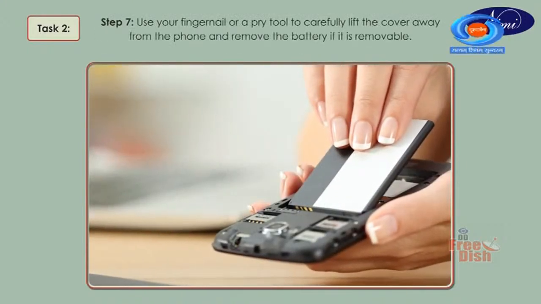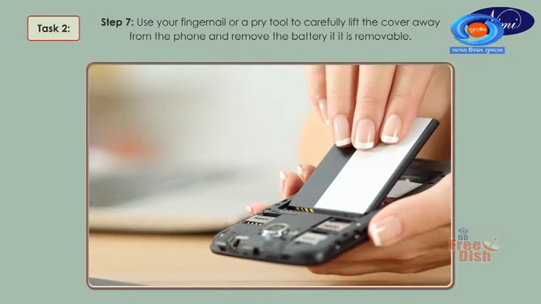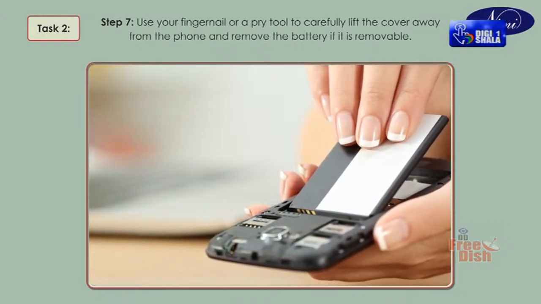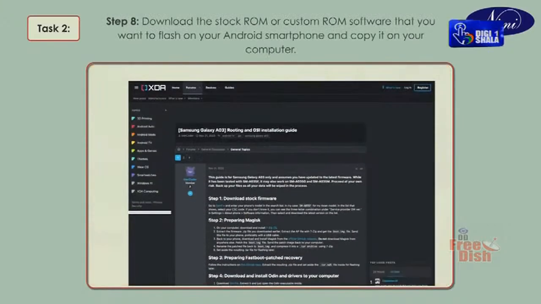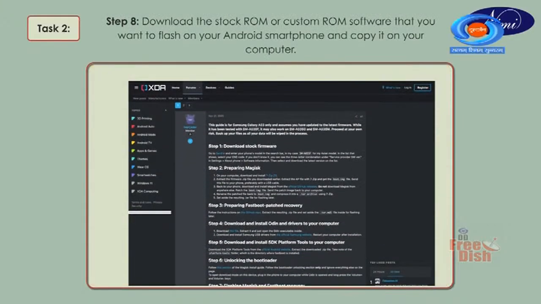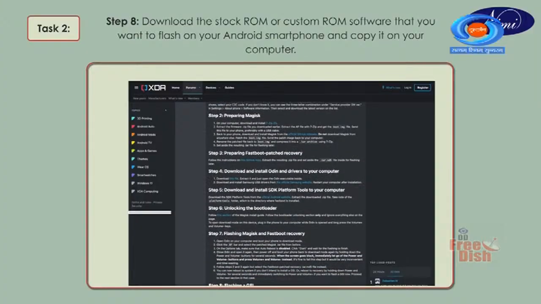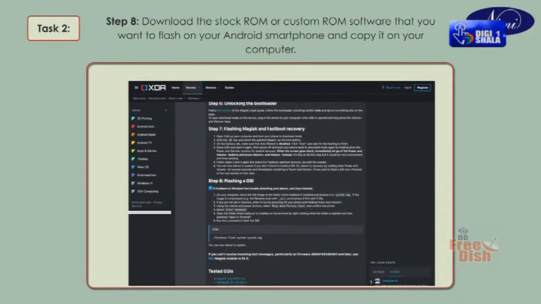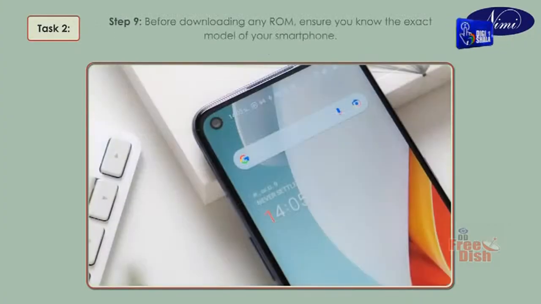Use your fingernail or a pry tool to carefully lift the cover away from the phone and remove the battery if it is removable. Step 8. Download the stock ROM or custom ROM software that you want to flash on your Android smartphone and copy it on your computer.